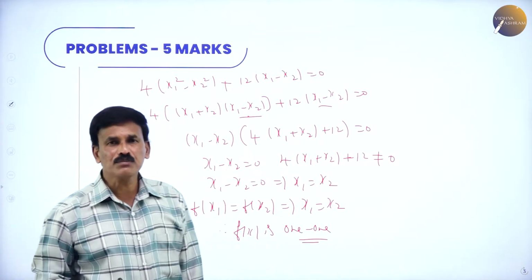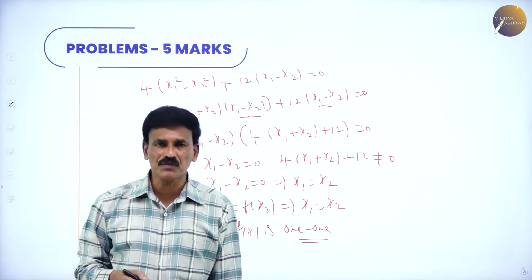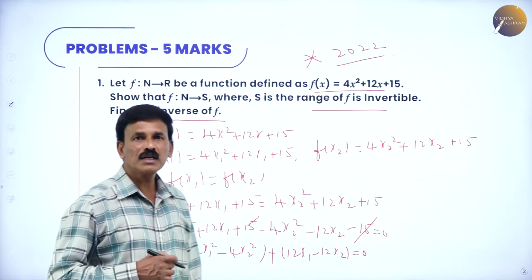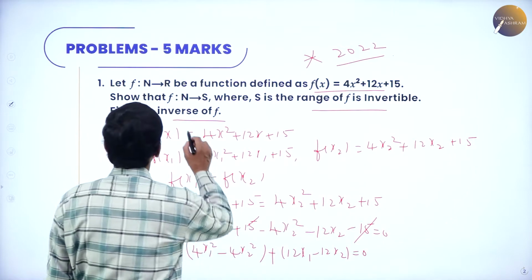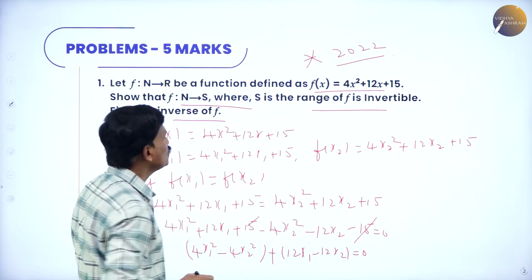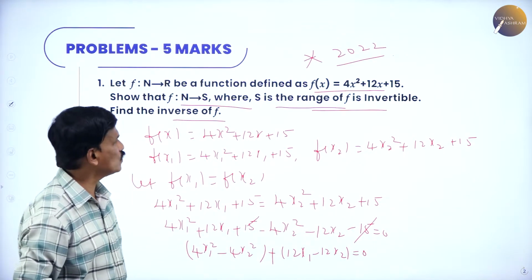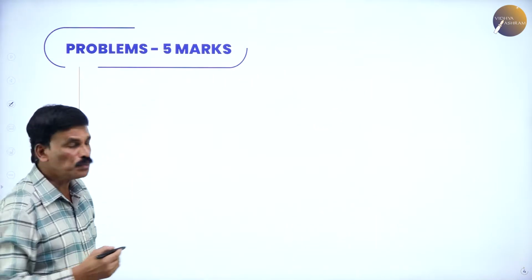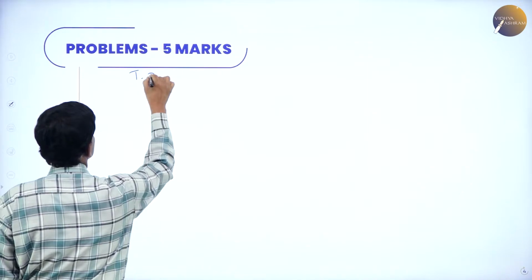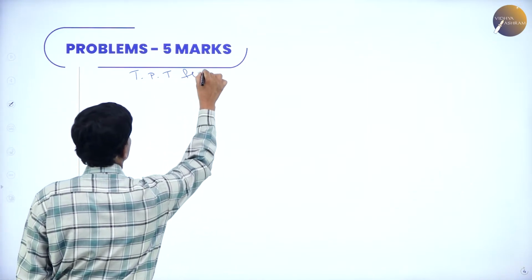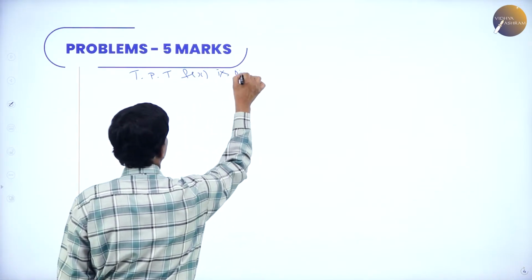Now to prove the second part, what is to prove? To verify whether f of x is onto or not. Now let us come to the second part. Now for the function f from N to S, S is the range of f, that is given. Now let us come to the second part, to prove that f of x is an onto function.